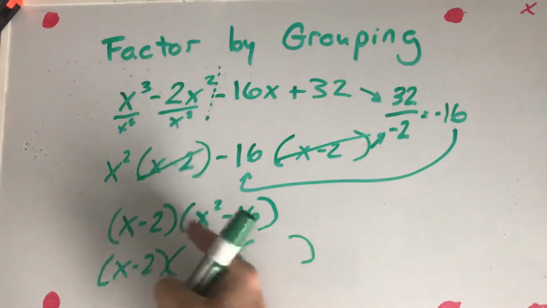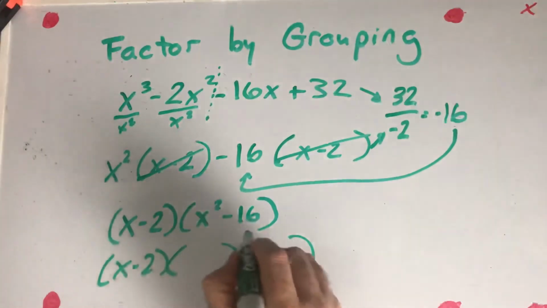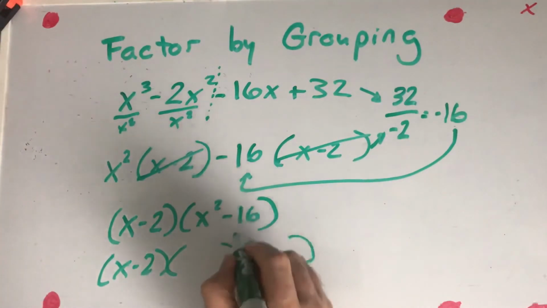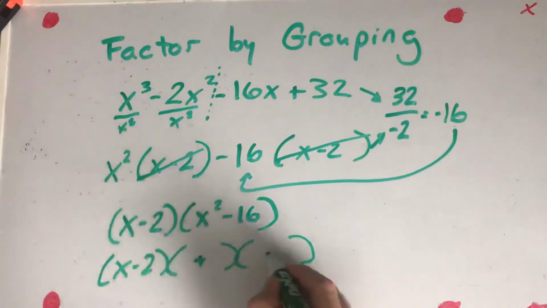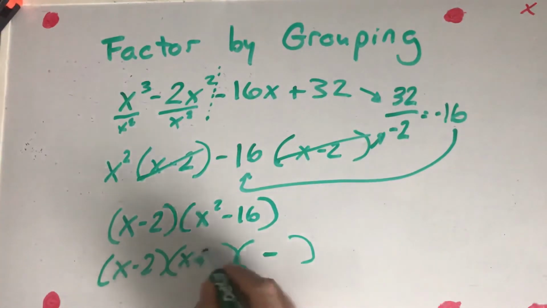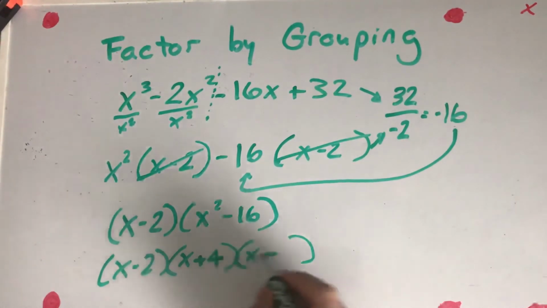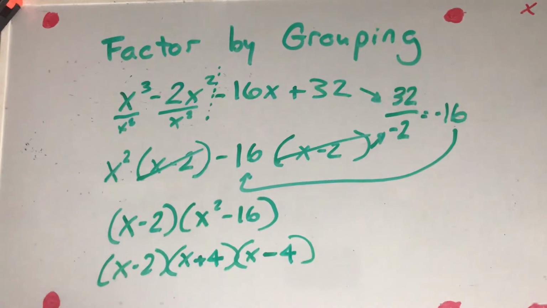This here is a difference of two squares. So it's x squared and 4 squared. If it's a difference of two squares, they're going to have different signs. And you just take the square root of x squared, which is x, the square root of 16, which is 4, and that is the answer. x minus 2 times x plus 4 times x minus 4.